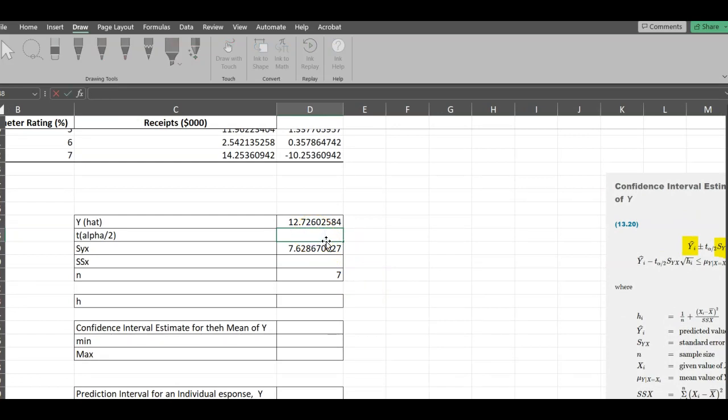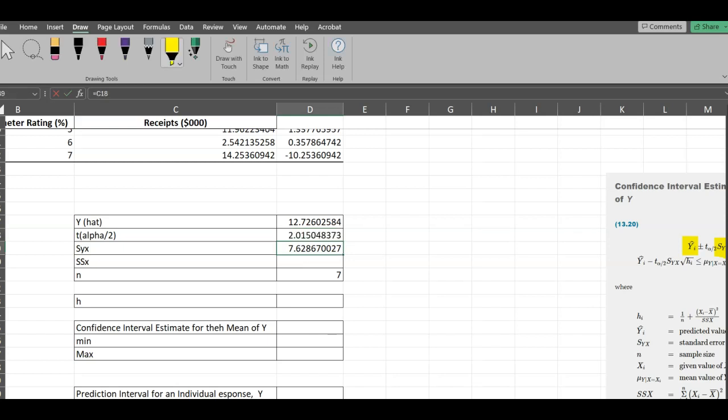So the T alpha over 2 is going to be equal sign, T distribution, you're going to do the inverse and then 2 tails. And then you're going to put the probability. Since you are doing the 90th percentile, here you're going to use 1 minus 0.9, which is 0.1. And then comma, degree of freedom is n minus 2 for simple linear regression, and that's going to be 5. All right. So I hope this is clear.